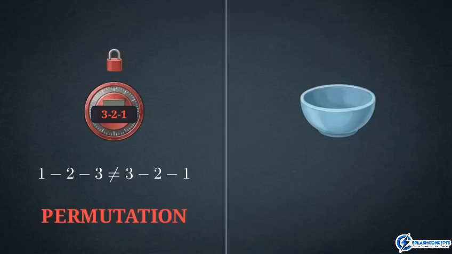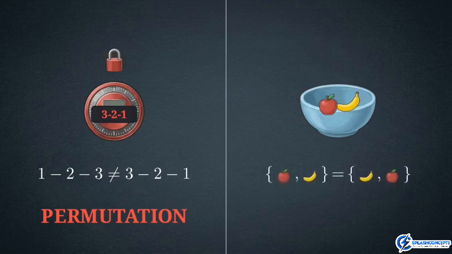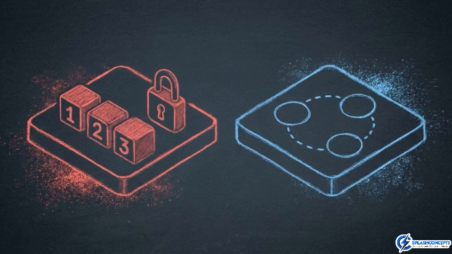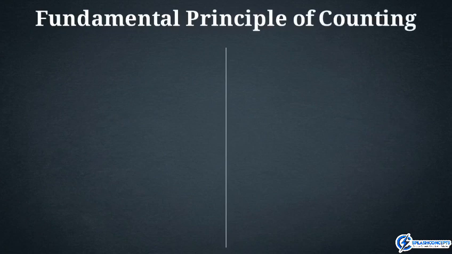Now look at the fruit salad on the right. Whether you add the apple or the banana first, the resulting mixture is identical. Since the order of entry has no effect on the outcome, this is a combination. Permutations define strict arrangements where position is key, while combinations describe flexible selections where only the members of the group matter. Once you identify the grouping, you apply the fundamental principle of counting.